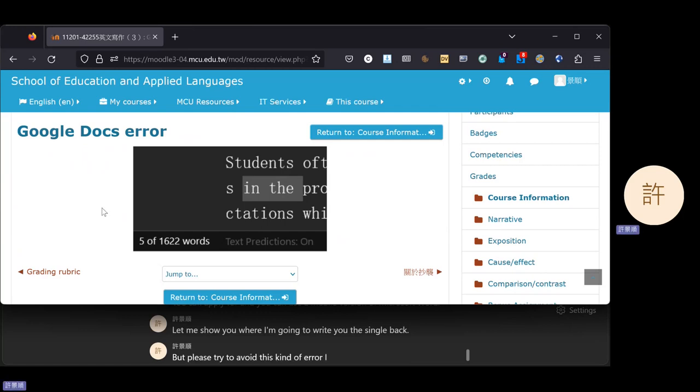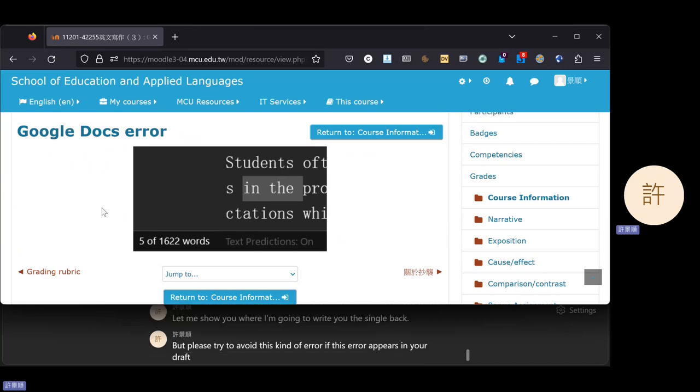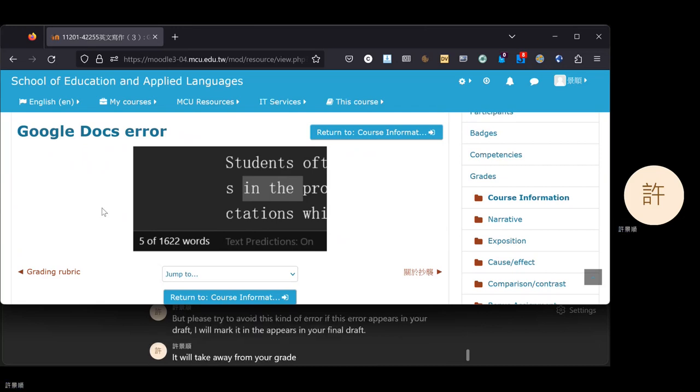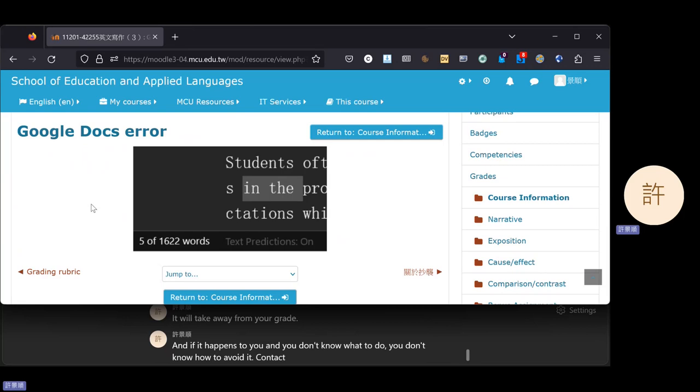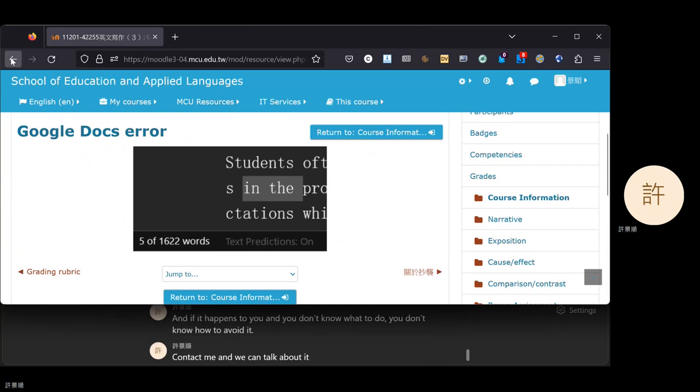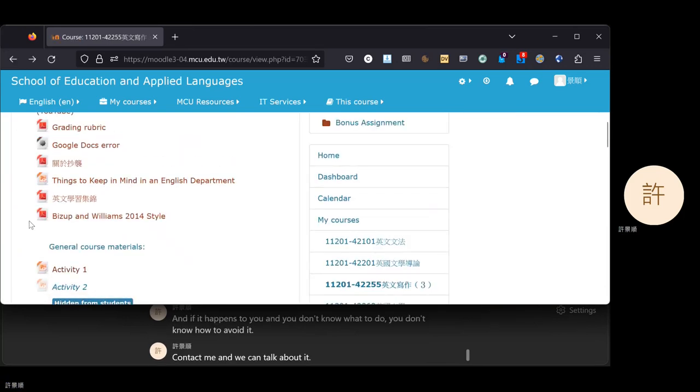But please try to avoid this kind of error. If this error appears in your draft, I will mark it. If it appears in your final draft, it will take away from your grade. And if it happens to you and you don't know how to avoid it, contact me and we can talk about it. Okay, next.